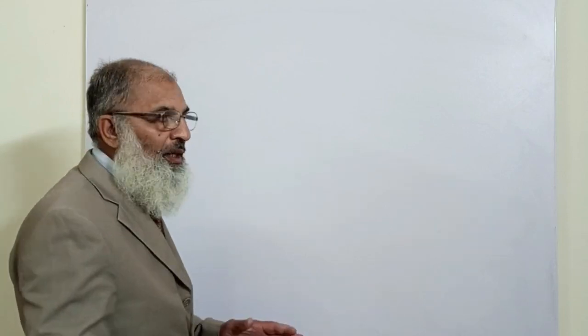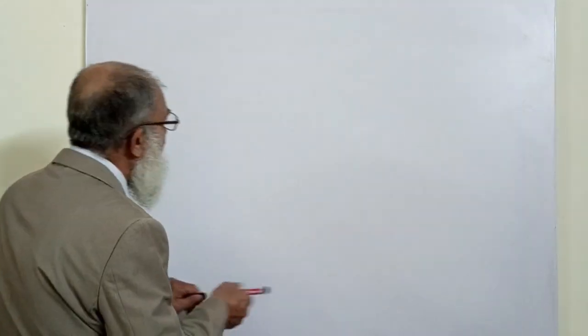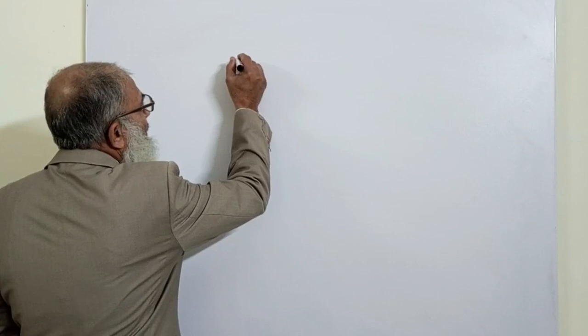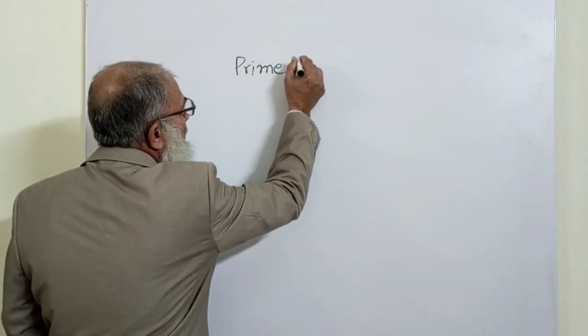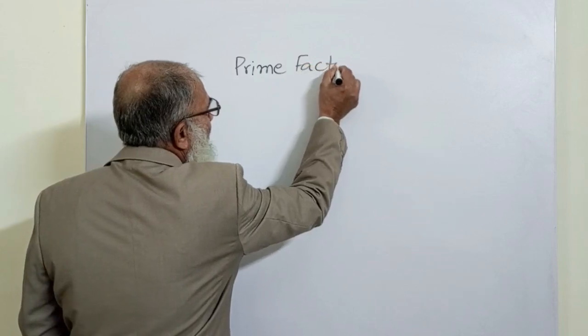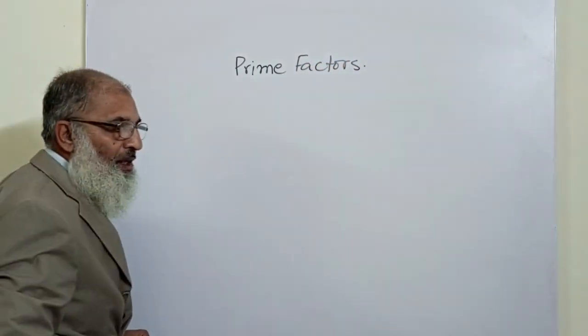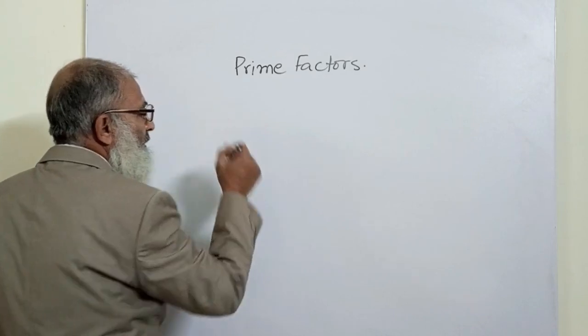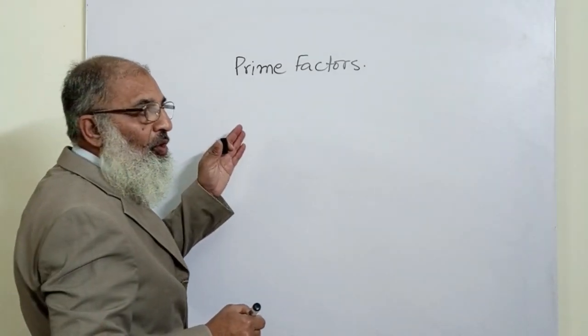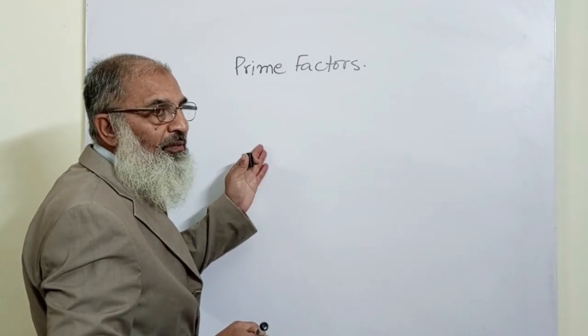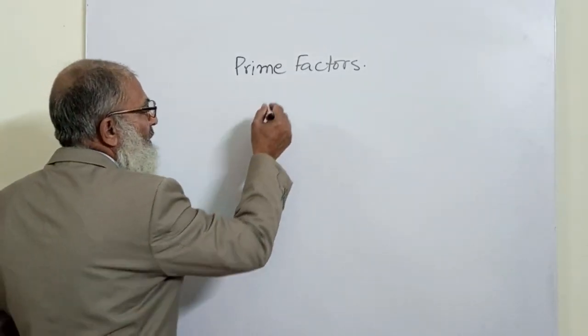Very simple and very easy definition we have. And for example, what are the prime factors? If I have 30, let me write prime factors first. What are the prime factors? These are the factors of a number which are themselves prime numbers.